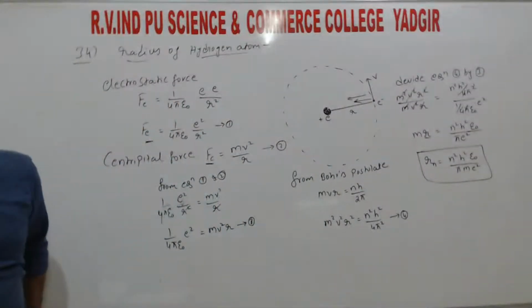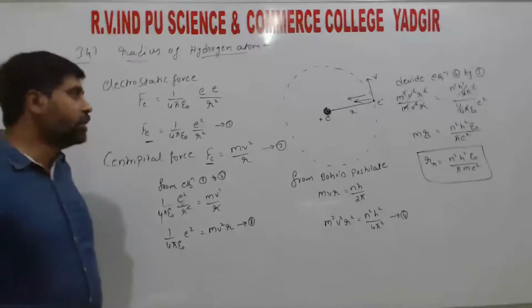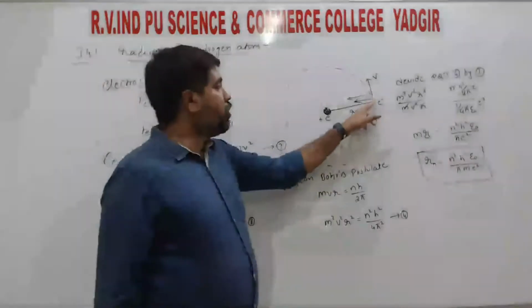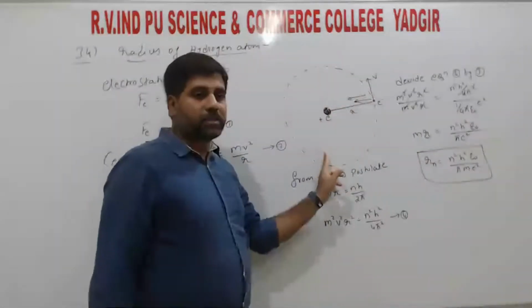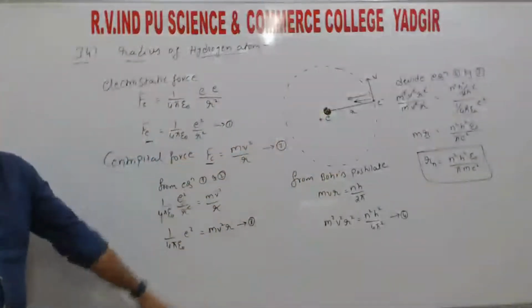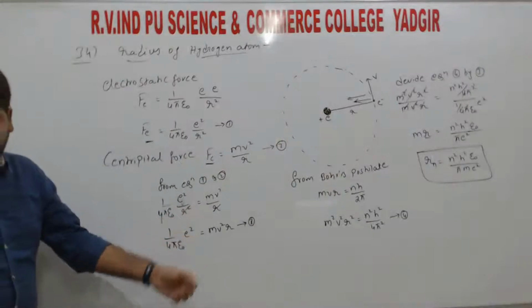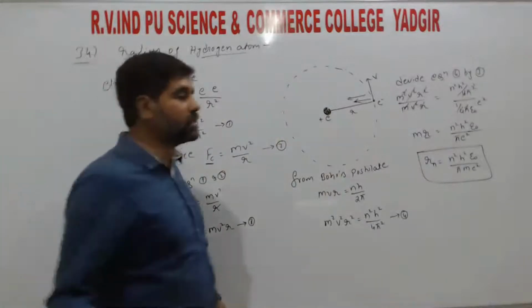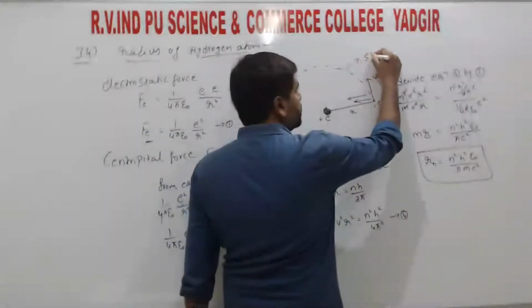So next, 35th question: state Bohr's postulate, right? So Bohr's postulate: the electron is revolving around the nucleus in only definite orbits, right? That means permitted orbits. So those orbits we call the stationary orbits.